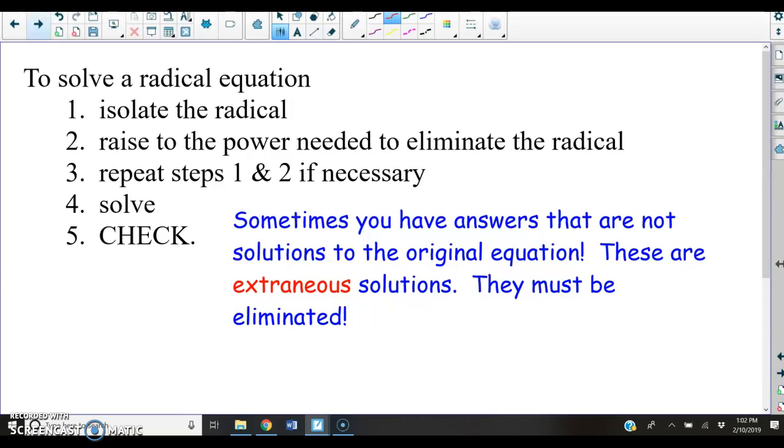They must be eliminated. What happens is sometimes when you square both sides of an equation, you get something that was not positive to equal positive. And when you go back and check, you realize, oh yeah, that's right, it can't be that number because it only works if it's a negative. But when you square root, you get the principal square root. So that's why it's important to check these. So you cannot skip this step.